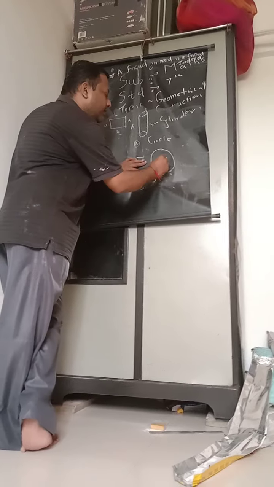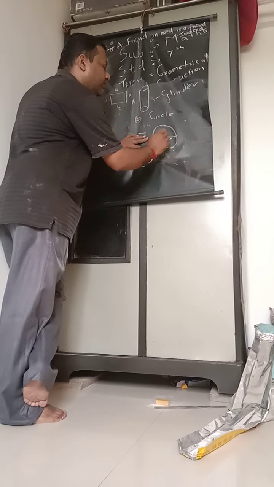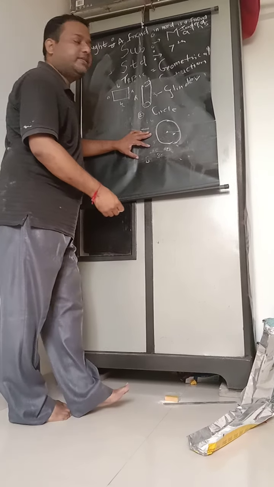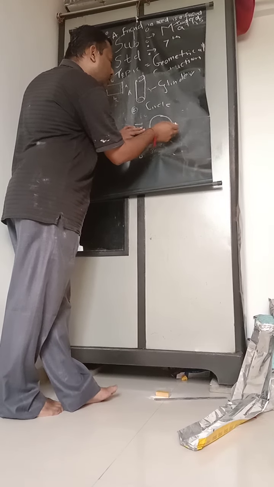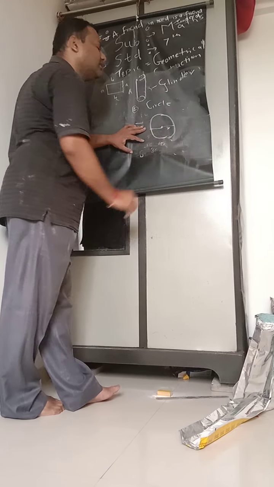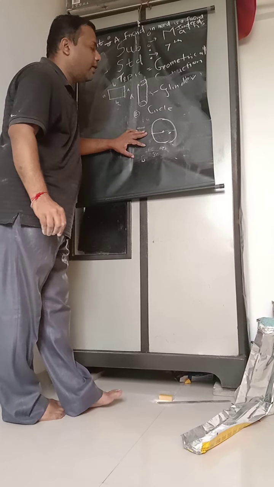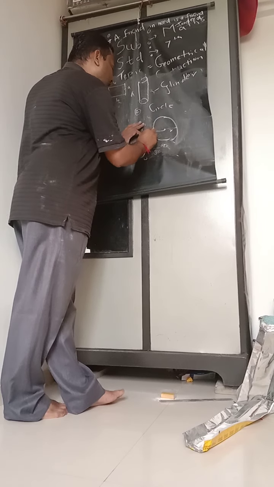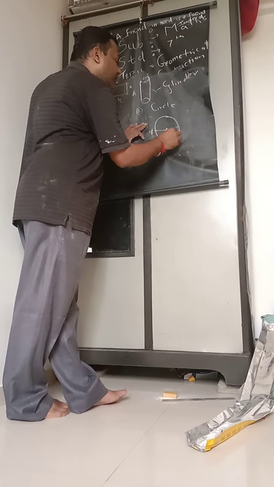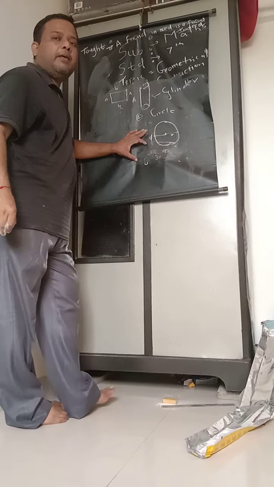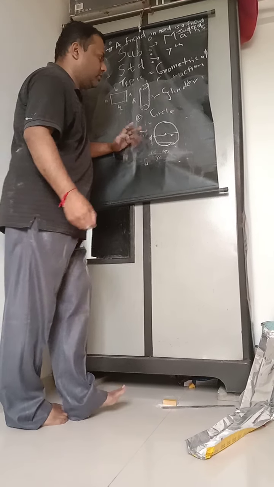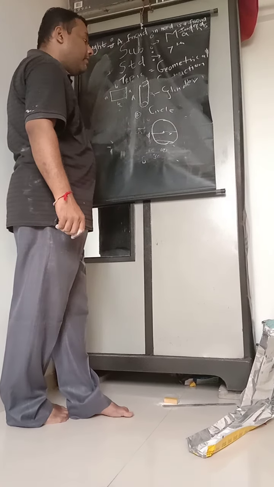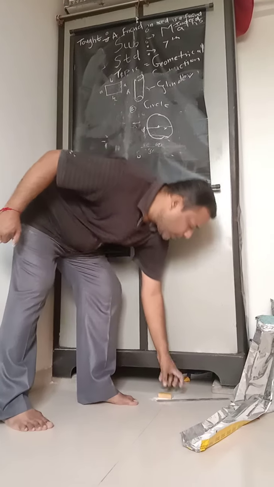This is the center. This is the point R. The distance between the center and the outer part of the circle is the radius. The length which passes through the center and cuts the outer part of the circle is called the diameter, and a length which is shorter than the diameter is called a chord. So here we made 2 activities.